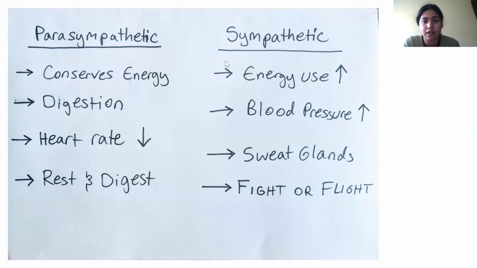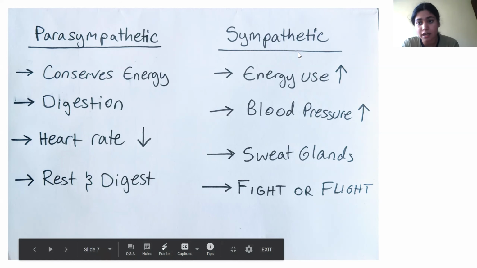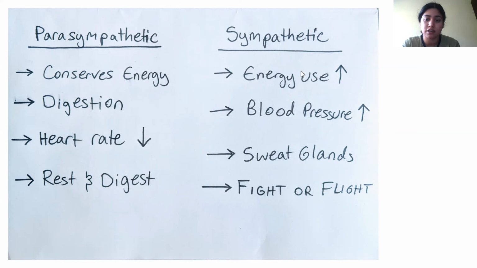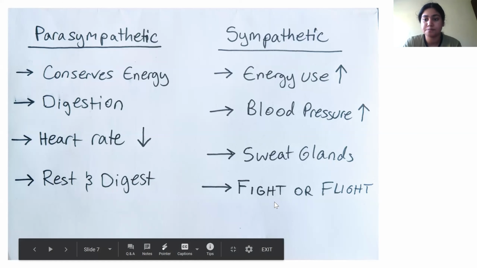So the parasympathetic and sympathetic portions of the autonomic nervous system: the parasympathetic nerve fibers help conserve energy, regulate digestion and make sure you're digesting things properly, decrease and regulate heart rate, and it's kind of like the rest and digest system. The sympathetic nervous system and nerve fibers, on the other hand, are involved with increased energy use and consumption and increased blood pressure, activation of sweat glands, and it's involved in the fight or flight response.